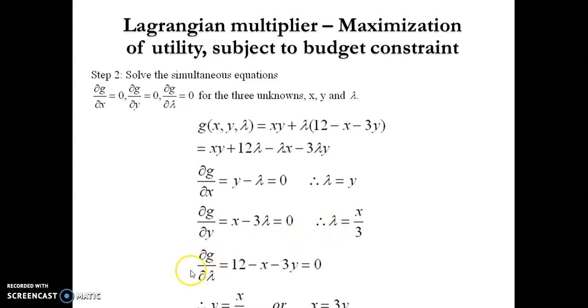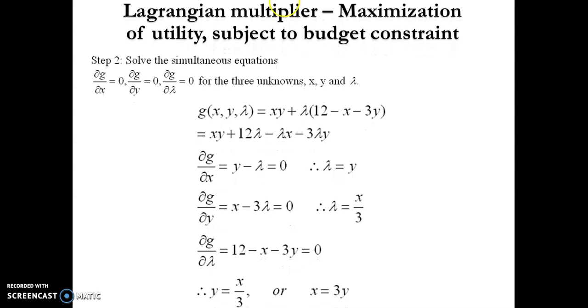Lastly, your last first order partial derivative of this function is with respect to lambda. There's no lambda there. Here I've just got plus 12, and here I've got minus x and minus 3y. And what do you notice? This is just a restatement of what you had in brackets over there, your constraint. Right? So take note of that. That third equation is just a restatement of the constraint. So I just need to scroll down so we can see the rest of this problem.